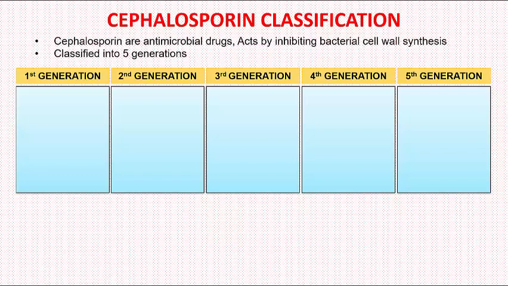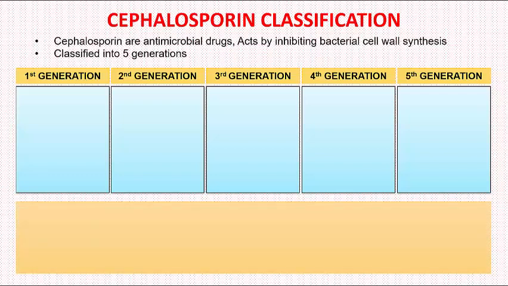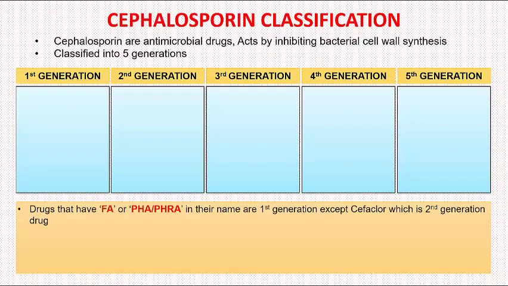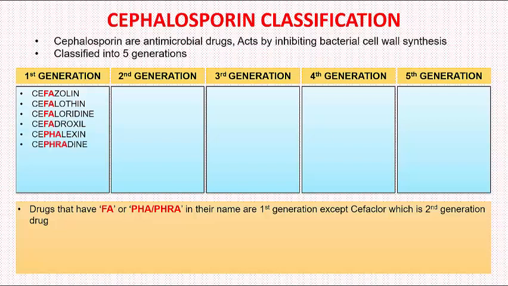We begin with the first generation cephalosporin. The trick here is that the drugs in the first generation cephalosporins have Fa, PHA or PHRA in their names. So we look at the drugs along with the highlighted red letters in their names. So we have cefazolin, cefalothin, cephaloridine, cefadroxil, cephalexin and cephradine. There is one exception to this trick where cefaclor has Fa in its name but it is a second generation cephalosporin. Now we move to the third generation cephalosporins.